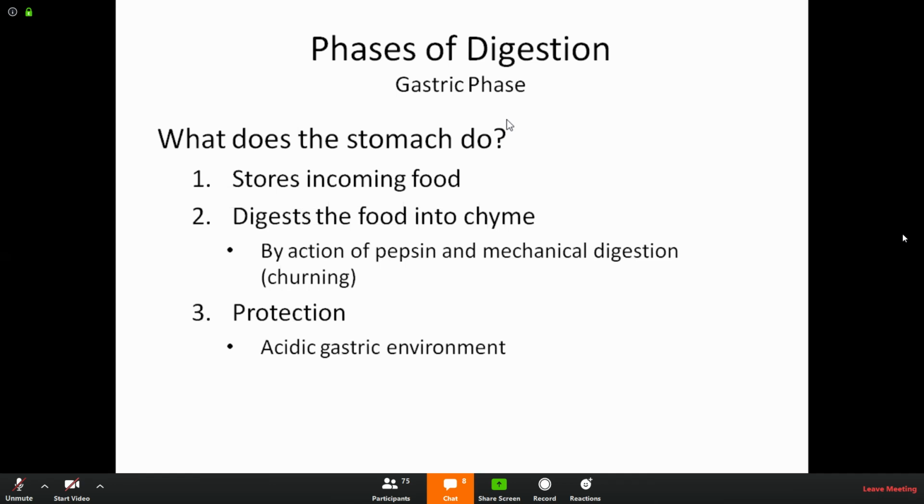So it helps in protection of the gastric lumen, because the acid that is secreted from the stomach may cause auto digestion of the stomach itself. The acid has a high pH.